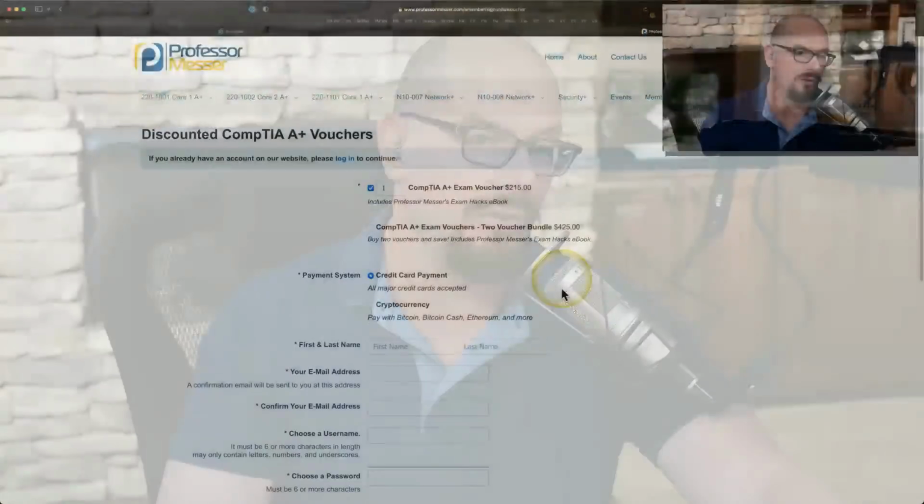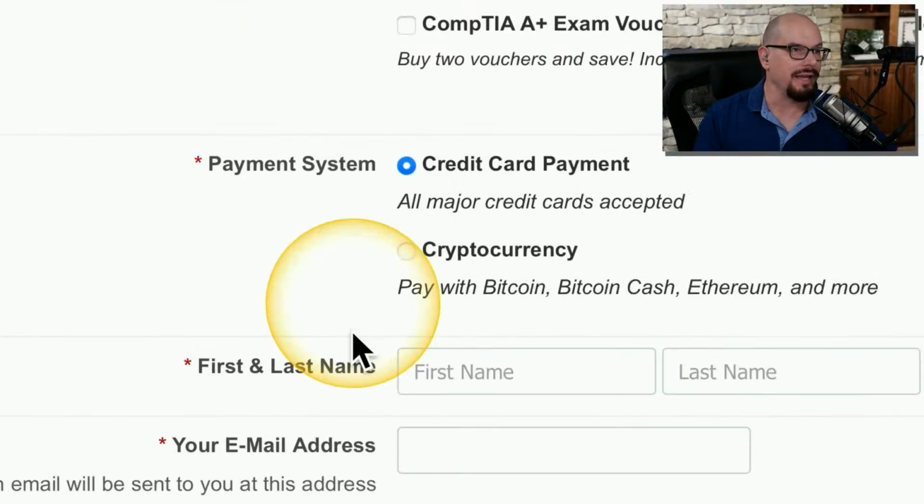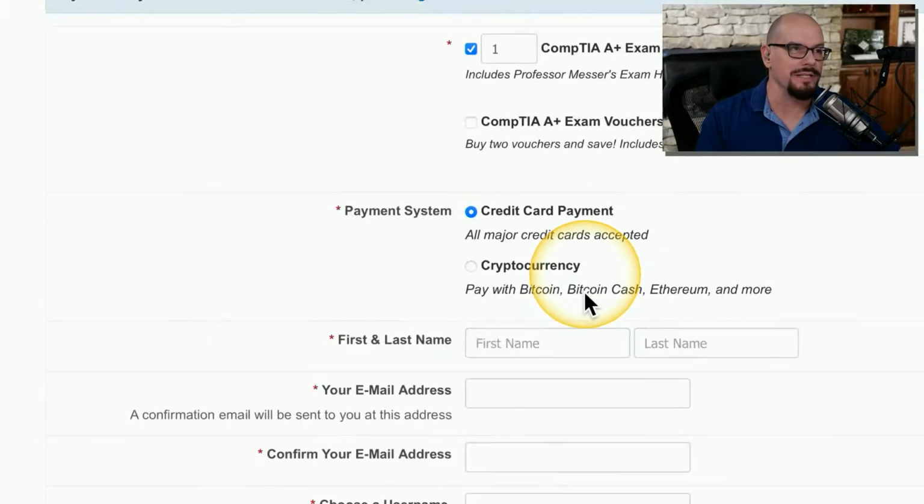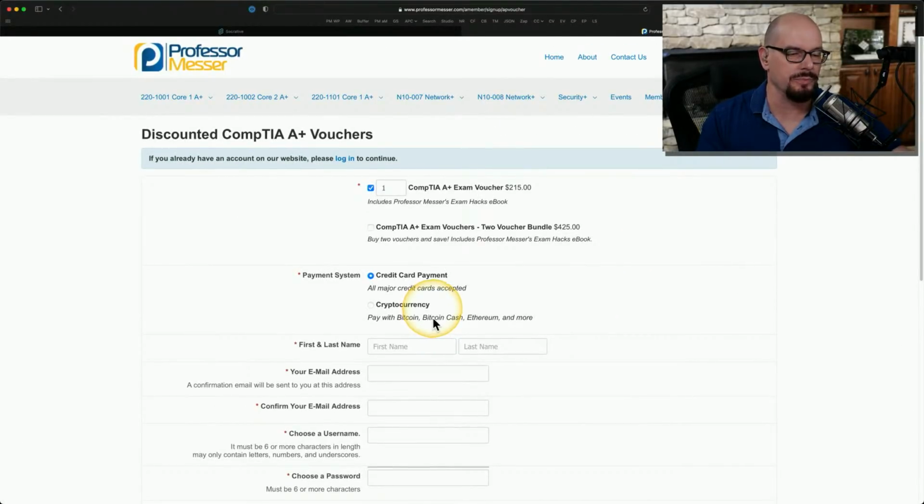Let me make sure I'm not logged in as somebody else right now. So you see that during that purchase process. Oh, I do. During the login, you can either do a credit card or a cryptocurrency. There are about 14 different cryptos supported there.